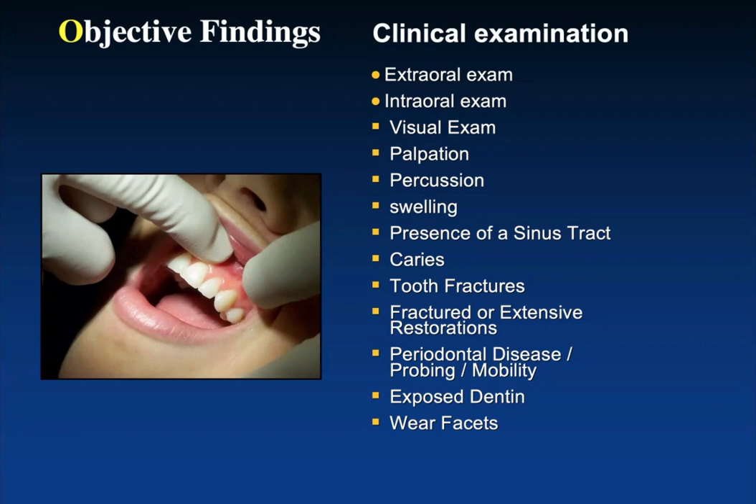Sometimes you have to use the other arch, or the opposing, the other side of the jaw, to test the teeth that are mostly virgin teeth. You need to watch as well for swelling. The presence of a sinus tract is important to assess as well. And we're going to talk more in detail about sinus tract tracking and the sinograms.